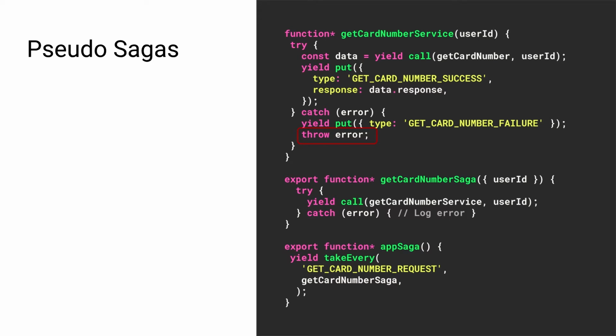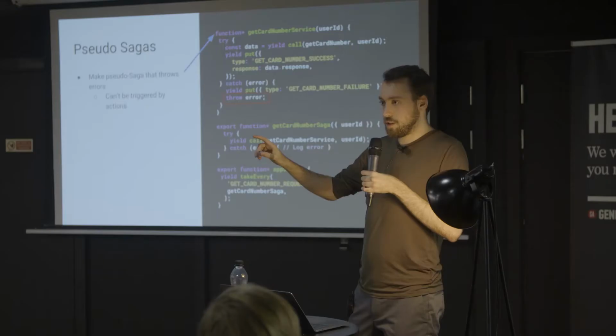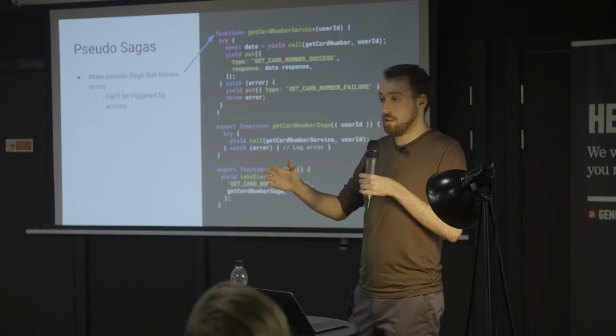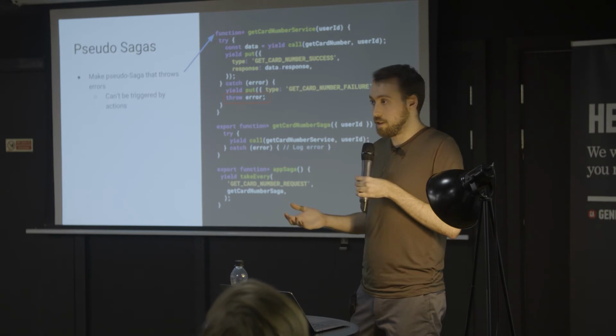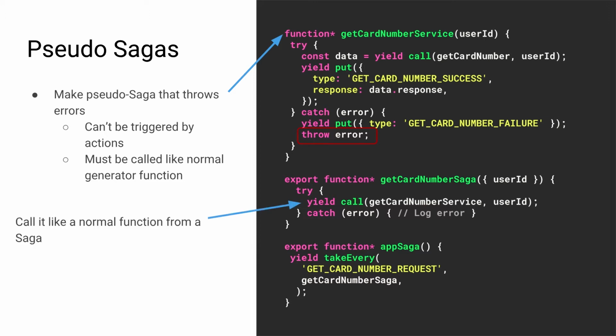Another thing you can do is create these sort of pseudo sagas. In this case, we have a saga which actually throws an error. This means you can't trigger it via an action, because actions are just fire and forget, and if it throws an error, it's not being caught by anything. So it can just throw your error out. It has to be called just like a normal generator function. So we've made a saga which is really just a generator function. Then just below, we call it from an actual saga, which is listening for this get card number request action. That's when it knows to start this call.